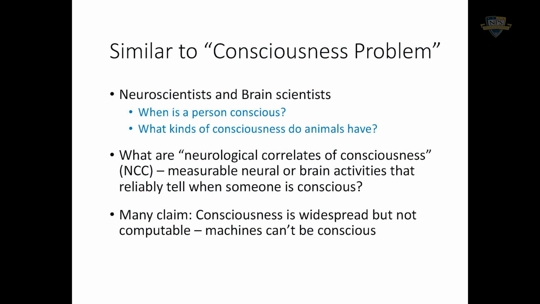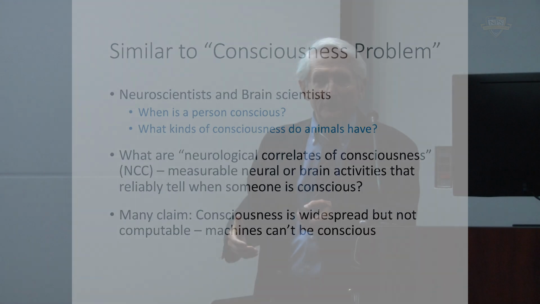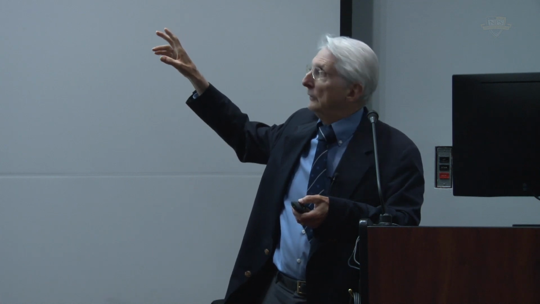So neuroscientists and brain scientists are interested in this question, because when is a person conscious? If you go into a hospital and you have somebody who's on life support, they have these big arguments about whether that person is conscious or not. If the person is conscious, they do the life support one way, and if not, they get into arguments about whether to take them off life support. So this is a very real problem for doctors and physicians. When is a person conscious? And then a more research-oriented problem is what kind of consciousness do animals have as distinct from what humans have?